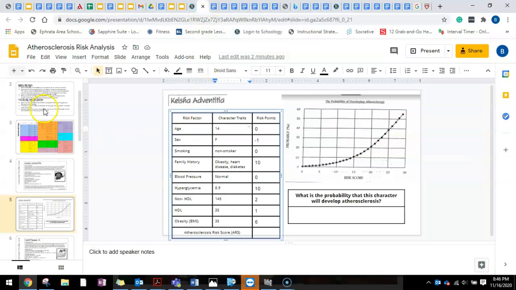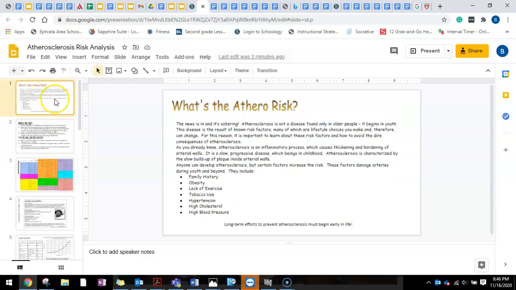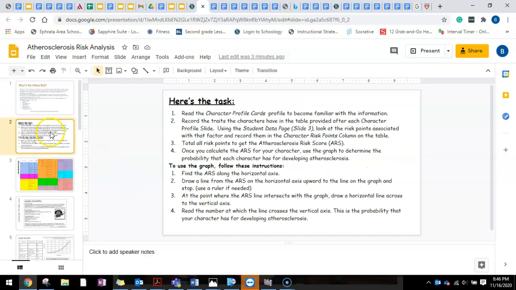So this is my slide deck. It reviews what atherosclerosis is. It's a disease not only found in older people, but it begins in youth. So your habits now will affect you later on in life. So it's important to start looking at your risk factors and how you can control those, reduce them, and avoid them. So a quick explanation of the directions.